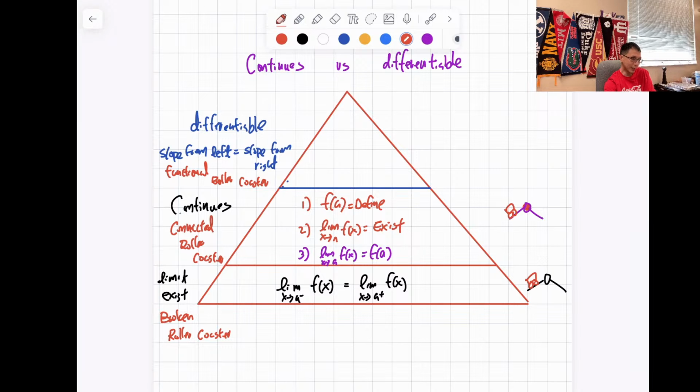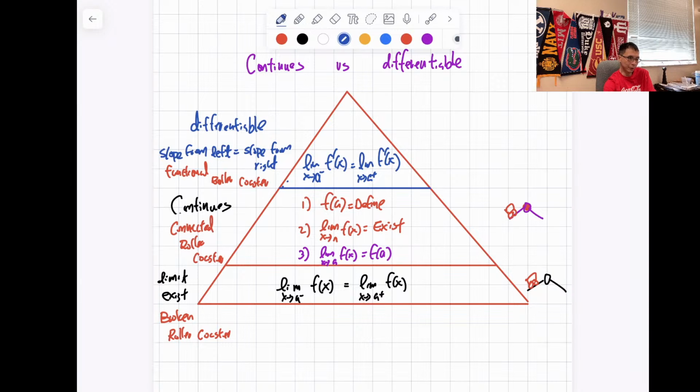So what is that in terms of math? What does math look like? Well, math just looks like this. Limit as x approaches a from the left, now instead of f of x, in this case it's f prime of x because we compare the slope, equal to the limit as x approaches a from the right of f prime of x. So slope on the left equals slope on the right.